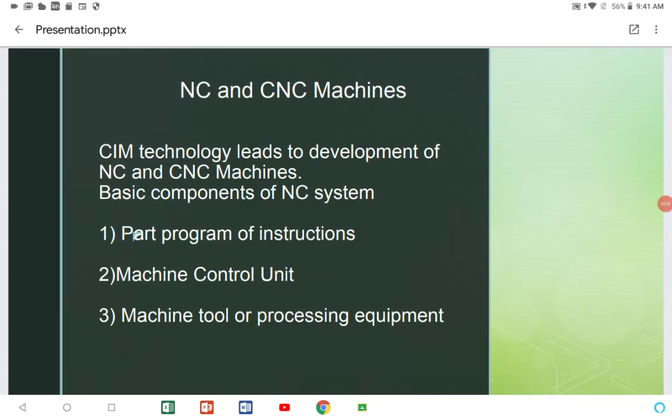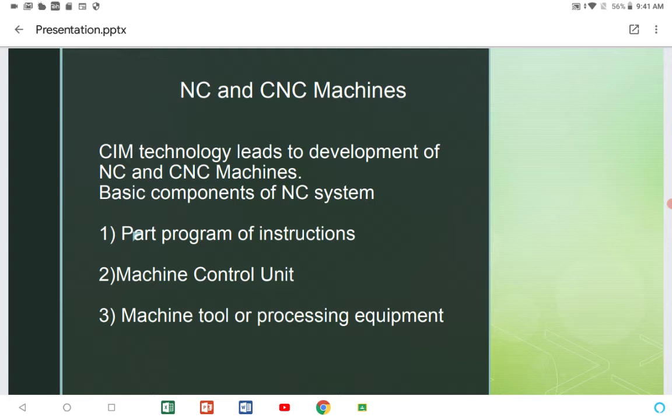This video contains Unit 2, Chapter 2, that is NC and CNC machines. The slide which you are going through: introduction. SIM technology leads to development of NC and CNC machines.